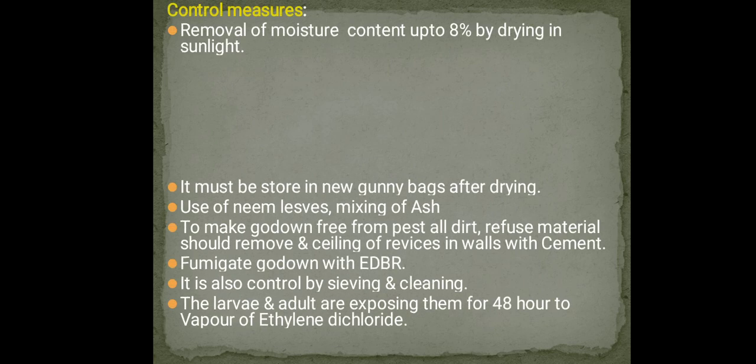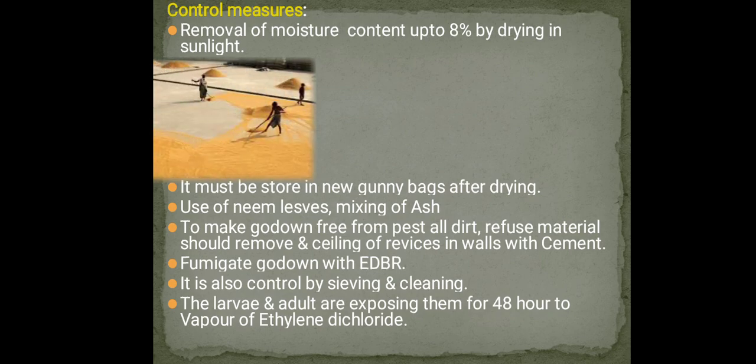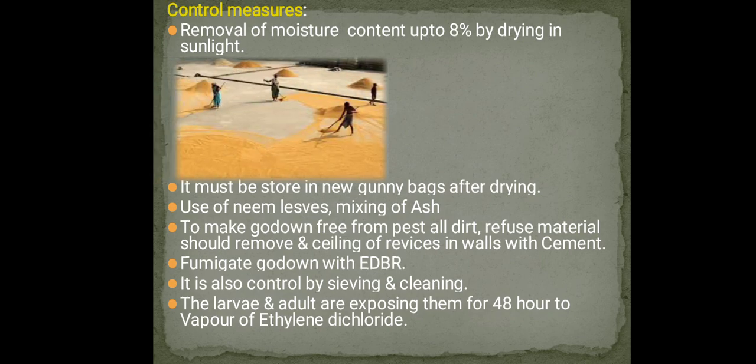Then control measure of this rice weevil is removal of moisture content up to 8% by drying in sunlight. Means the rice is dried in sunlight, and the moisture content of this rice or wheat is removed. It must be stored in new gunny bags after the drying.